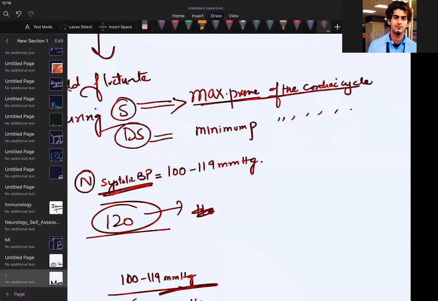Why? Because it is the maximum pressure being recorded, because systole is a high pressure system. The heart is contracting, so the highest pressure is seen in the systole. That's why it is called systolic pressure. Otherwise, if I had seen this highest pressure of the cardiac cycle in the diastole, I could have called it diastolic BP of 120 or 110.